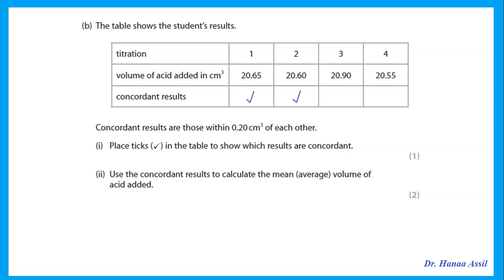So 20.65 and 20.60, of course, these are very close to each other, and 20.55. But the 20.9 is way off. So that is an anomalous result. We do not use it. And when the question says use the concordant results to calculate the average volume, we ignore the one that's not concordant. So we add the 3 of them and divide by 3. That means the volume needed is 20.60.